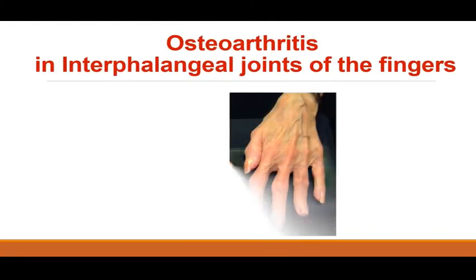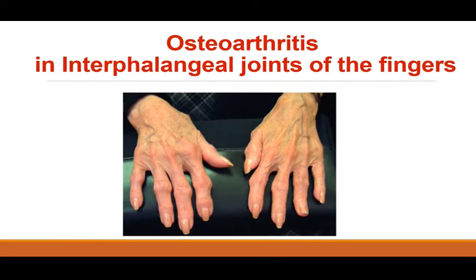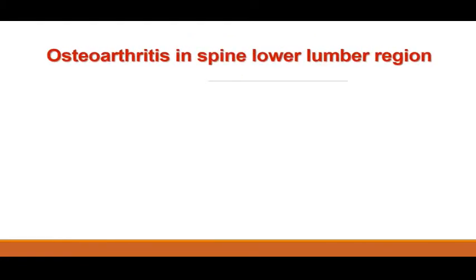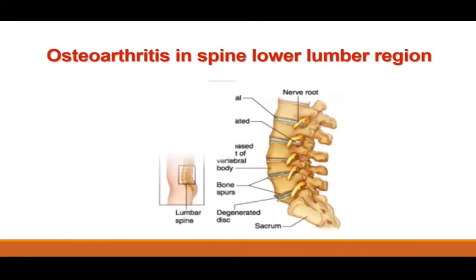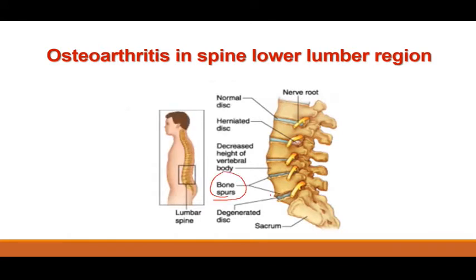This is the slide of osteoarthritis in the interphalangeal joints of the fingers. So you can clearly see the effect of osteoarthritis in these hands. Again, this is osteoarthritis in the spine, lower lumbar region. Here you can clearly see the bone spurs and degenerated disc. All these decrease the height of the vertebral body.